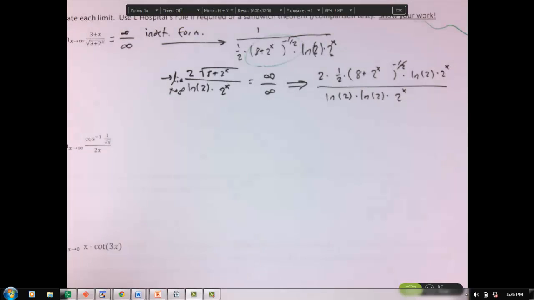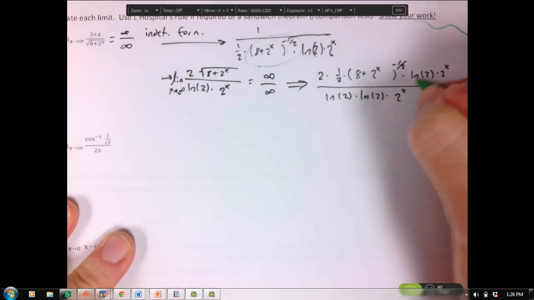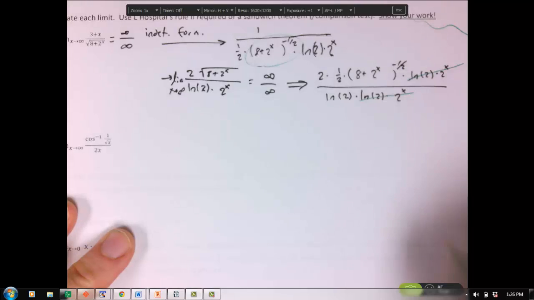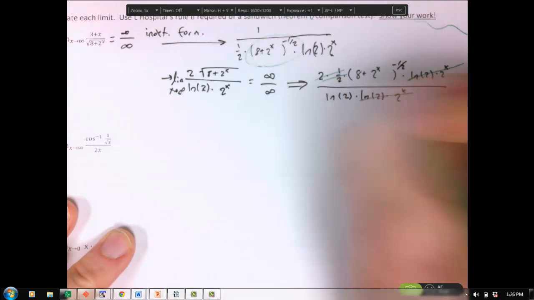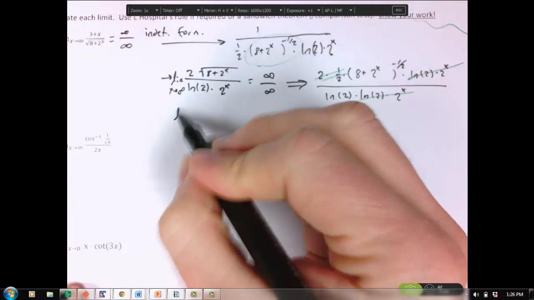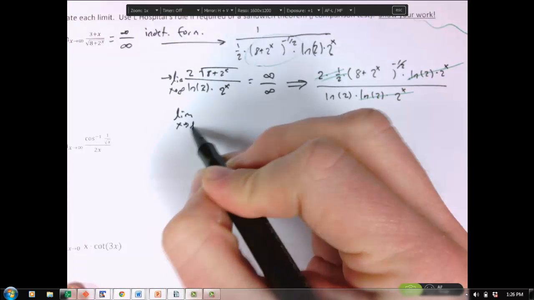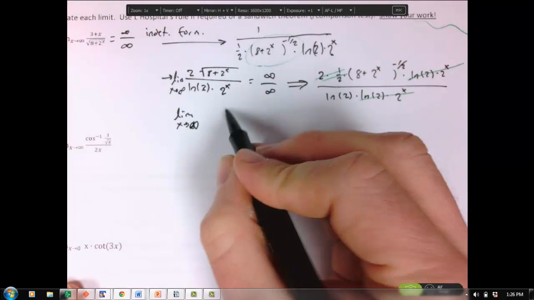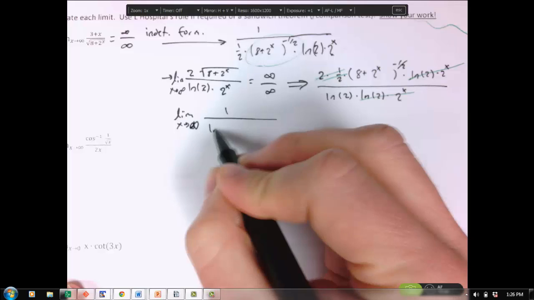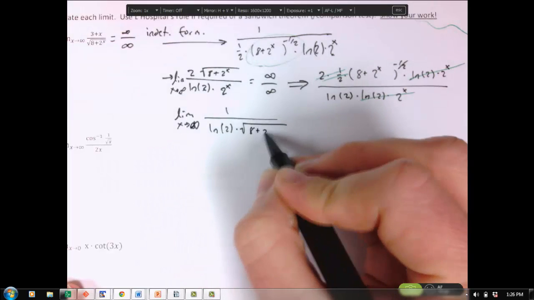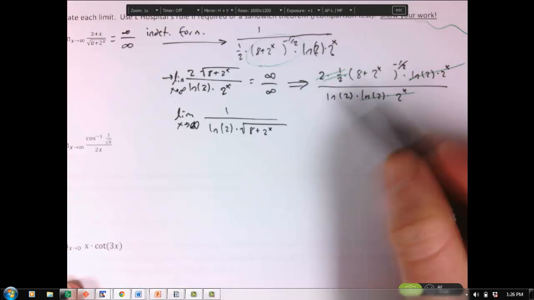All right, so let's see what cancels and how this simplifies. I've got natural log 2 to the x here, and a natural log 2 to the x there. I've got a 2 and a 1/2, so these guys cancel. Let's rewrite it one last time. So I've got limit x approaches infinity. I'm going to move all that down to the denominator. So I've got natural log 2 times the square root of 8 plus 2 to the x. Let's see, did I forget any pieces? Nope.